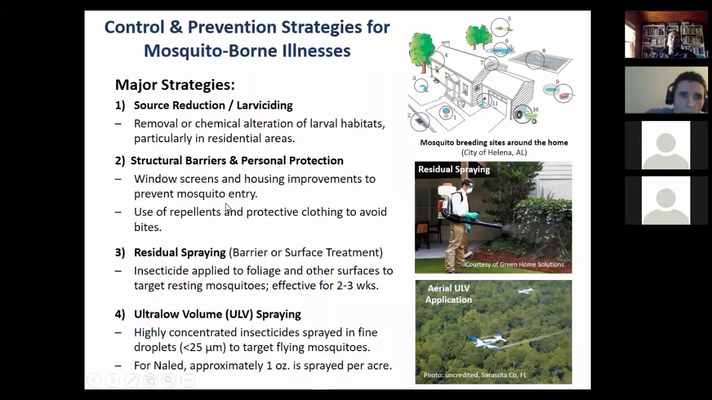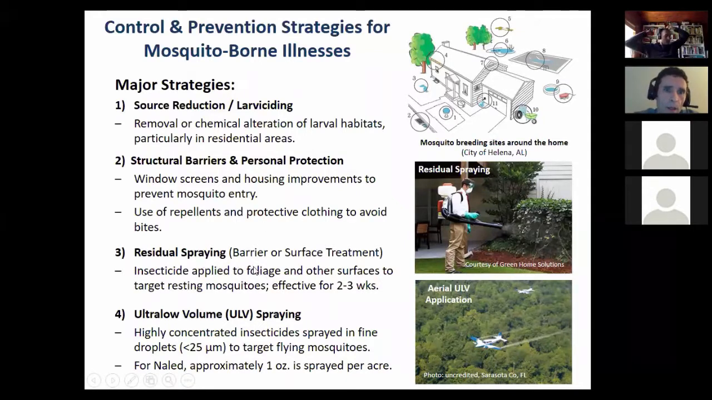Structural barriers and personal protection. So window screens are vitally important. Housing improvements that prevent mosquito entry. And of course, use of repellents and protective clothing to avoid bites. Avoid bites when you're outside.